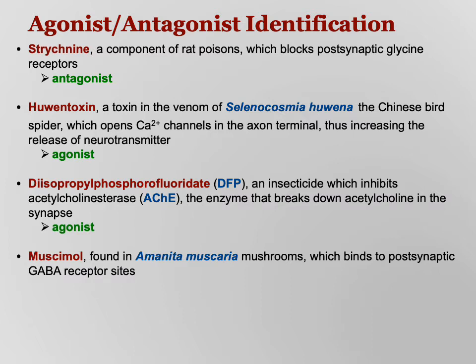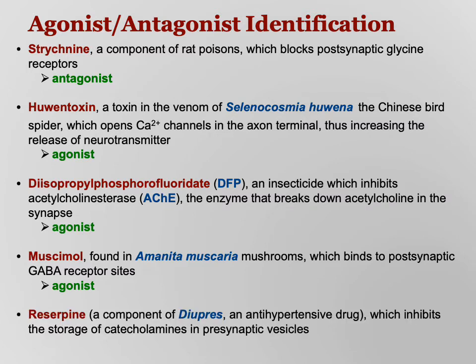So they bind to postsynaptic GABA receptor sites. That's what muscimol does. So agonist or antagonist? Yeah, agonist, because remember, binds to the receptor means it opens the receptor. All right. So muscimol opens the GABA receptor, GABA being a neurotransmitter, and that's an agonist because it causes more of an effect of the neurotransmitter.